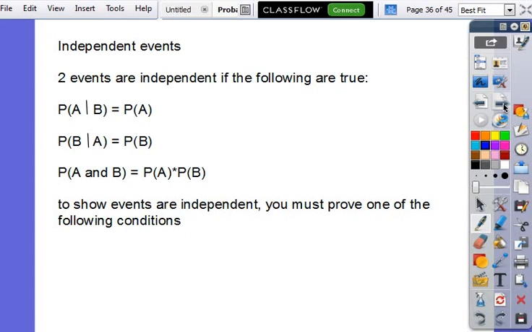So that's what these first two are saying. Probability of A given that B happens, well, it doesn't matter. It's got to be what A is. This one's saying probability of B given that A happened. Well, it doesn't matter what happened with A because B is completely separated from it. All right? And then the probability of A and B happening would have to be those two things multiplied together. If you can show one of those things is true, then you know it's independent. If not, then it's got to be dependent. All right, get that.